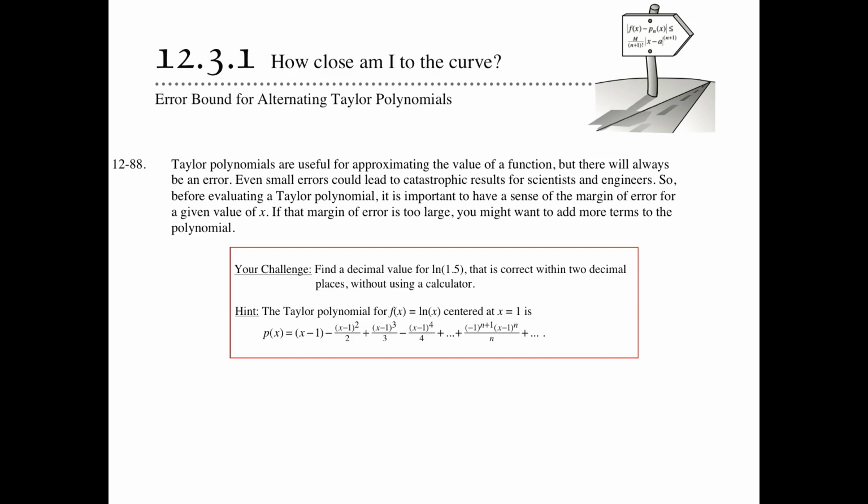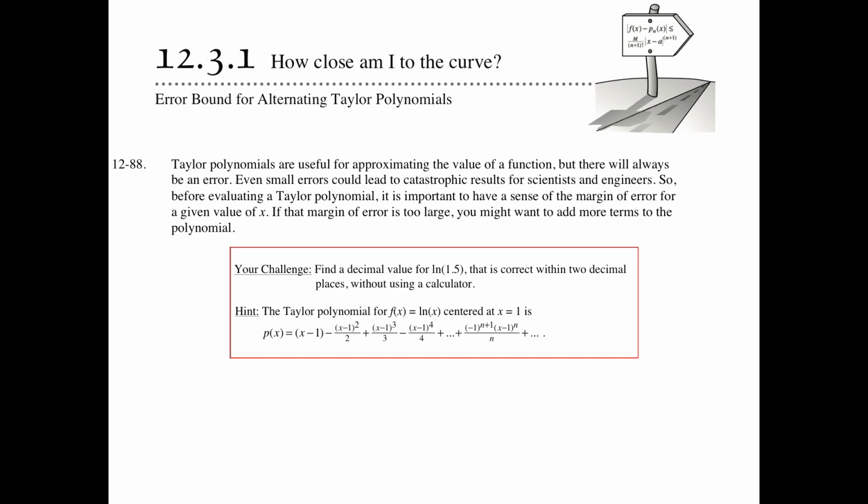Problem 12-88 starts with our final mystery polynomial problem in this chapter. Now, this is a long question with 4 parts, A through D, which will guide your students towards solving the mystery polynomial challenge and simultaneously discovering how to bound the error of approximations given by Taylor polynomials that alternate, like this one, for ln of x centered at x equals 1.